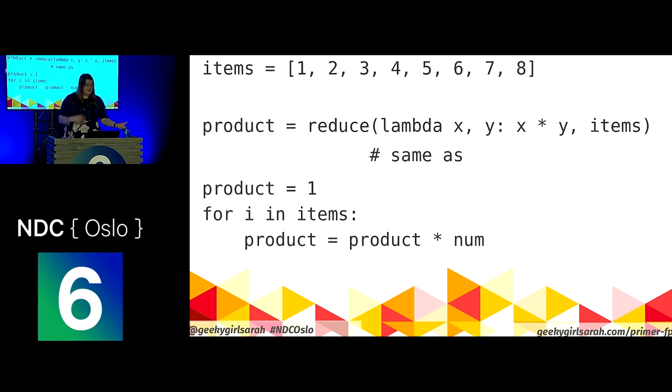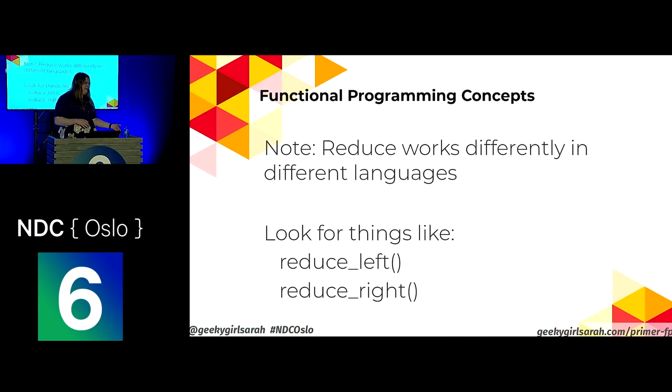This will depend on the language, which one's which. It's the same thing as if we were to take the product and just multiply it by each item in the list. So these two are really similar. It also depends which language you're using. Some reduce each item to the left and some reduce each item to the right. Some even have separate functions to do this. And in some it's just called reduce, and you have to figure out which one it is.